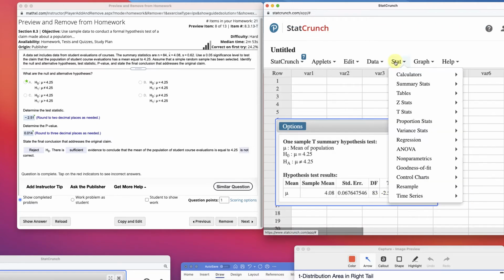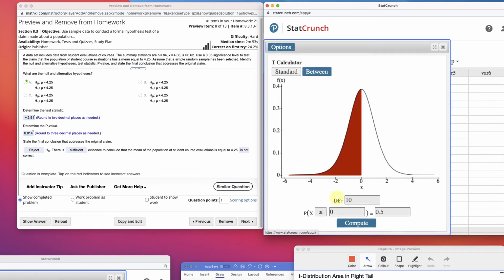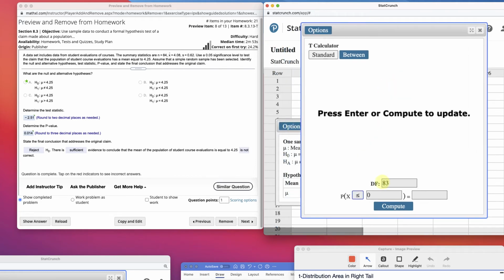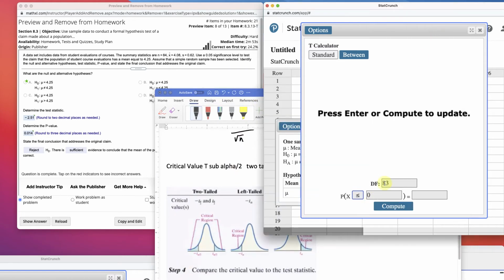There that is. We go to Stat, Calculators, T, to get the critical value. Degrees of freedom, 83. We have a negative t statistic, so I'm going to look for the left side of that tail. So when we're looking at this portion here, the left portion, I want the less than or equal to. I need that to be 0.025, right? Half of it is on the right, and half of it's on the left.